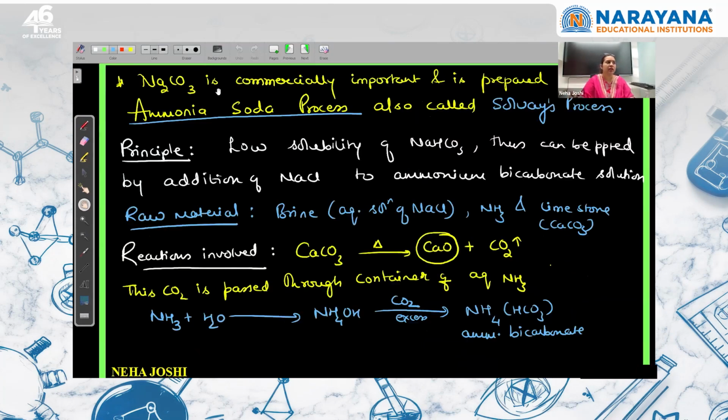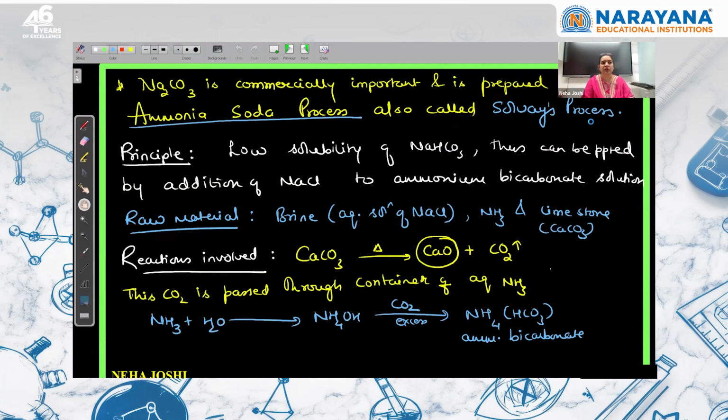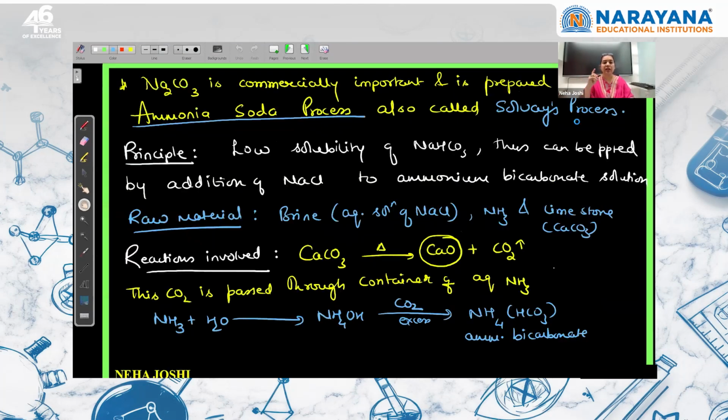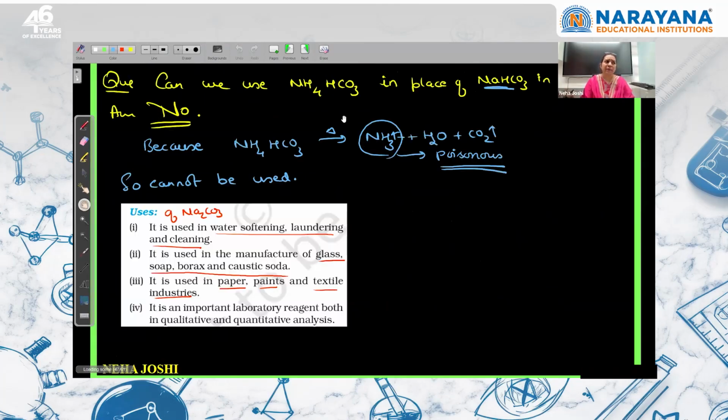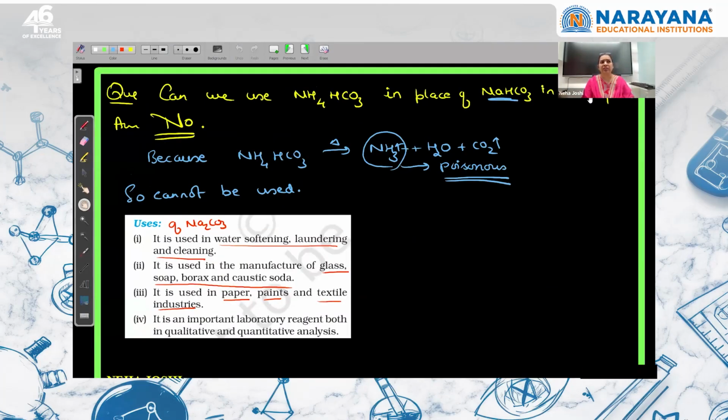Okay, Na2CO3·10H2O is industrially prepared by Solvay's process. Raw materials: ammonia, and you can have limestone. Limestone is ultimately giving us CaO and CO2. Okay? Moving forward, can we use ammonium bicarbonate in place of NaHCO3 in baking soda? Answer is no, because this ammonium bicarbonate on heating will give ammonia, which is poisonous.